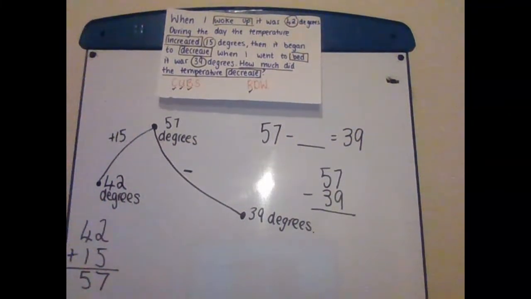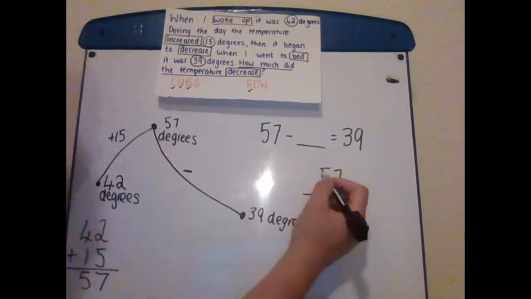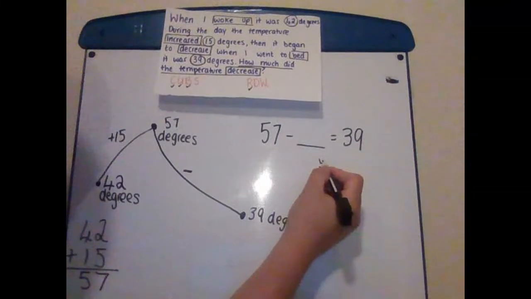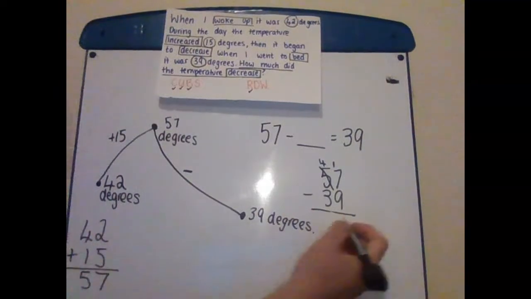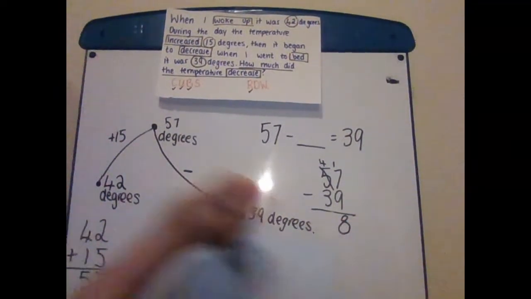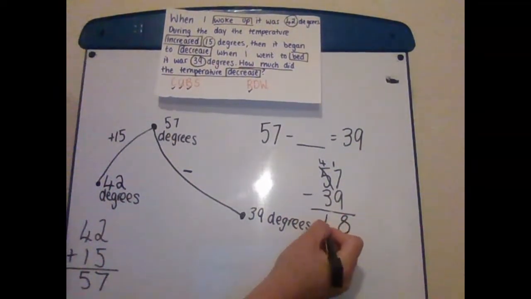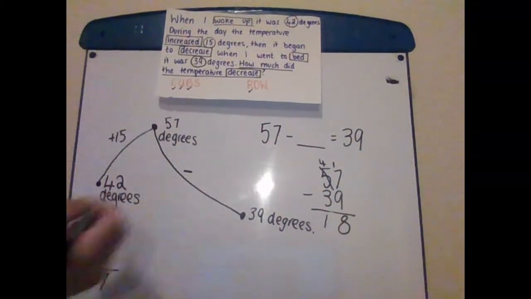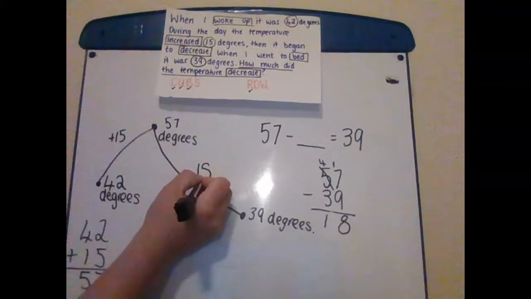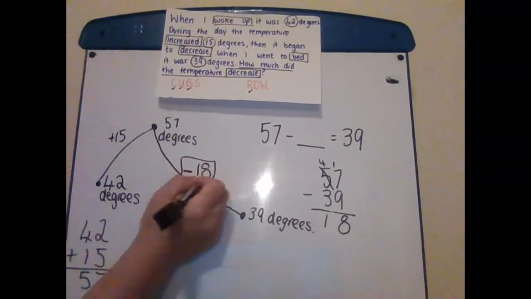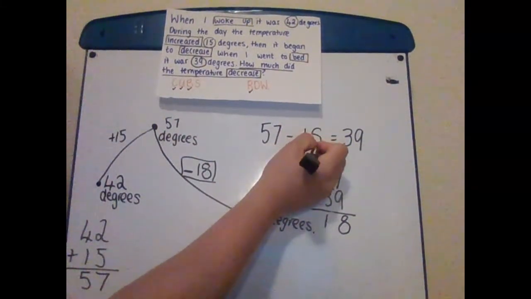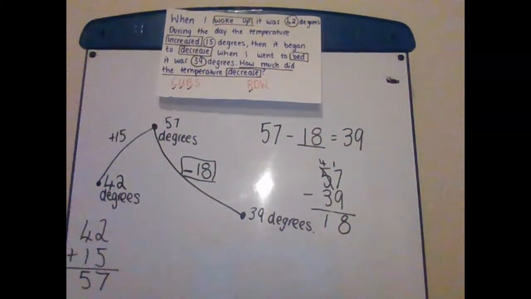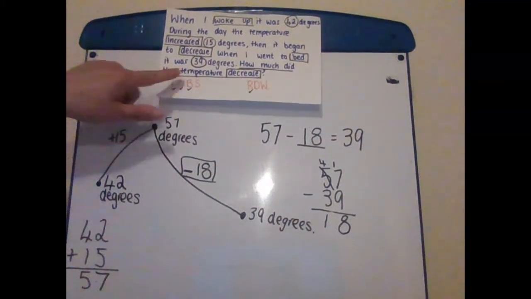7 take away 9, I know I cannot do that. So I go to the neighbor and 5 becomes a 4 and this becomes 17. 17 take away 9 is 8. 4 take away 3 is 1. So I know the temperature has gone down by 18 degrees. Because I know 57 take away 18 is equal to 39. And that is how much the temperature decreased.